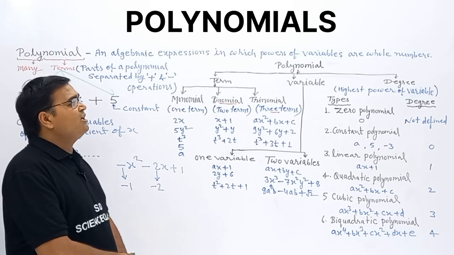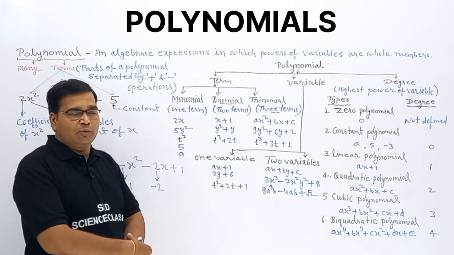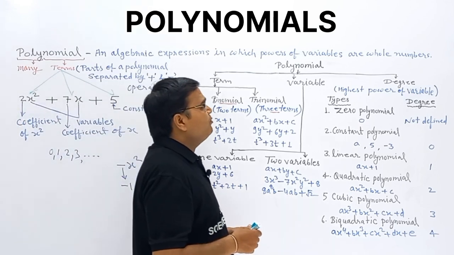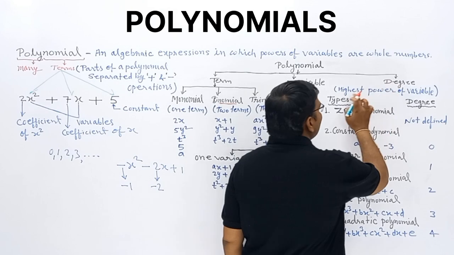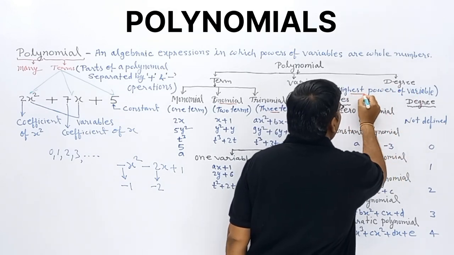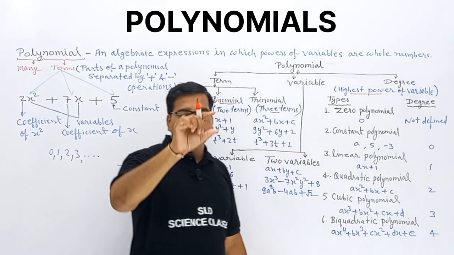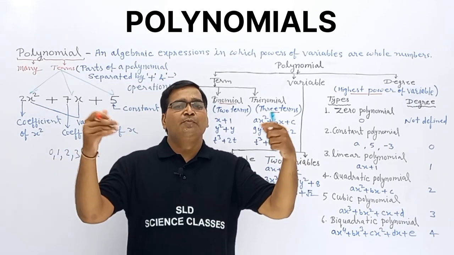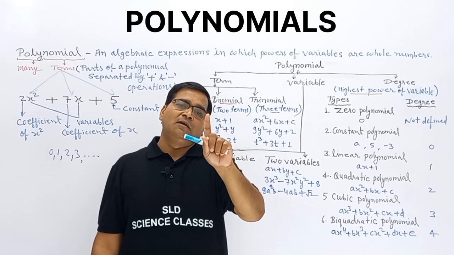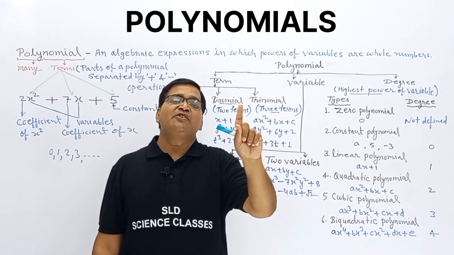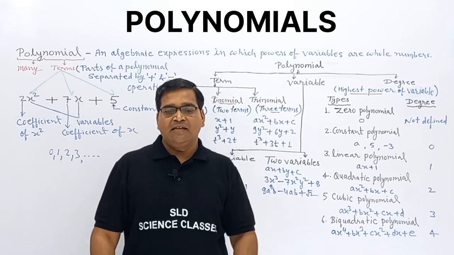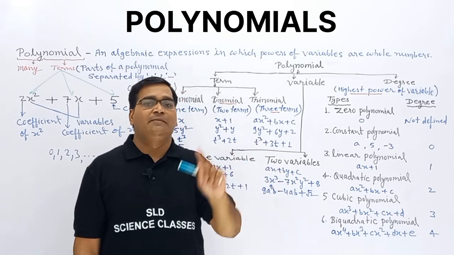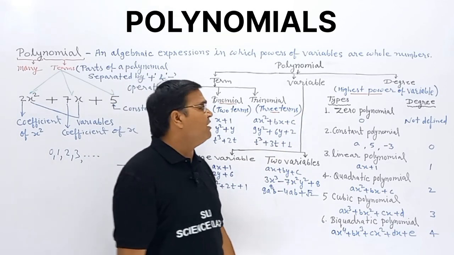On the basis of the degree, how will we classify polynomials? So first we should know the definition of the degree. Degree is what? Highest power of variable. Highest power of variable. Polynomial is what? An algebraic expression, and they are having powers. Variables' powers are what? Whole numbers. And in the whole numbers, whichever is the highest one will be the degree.